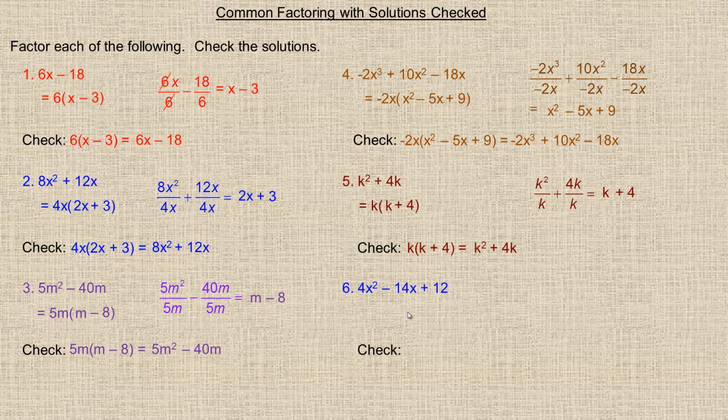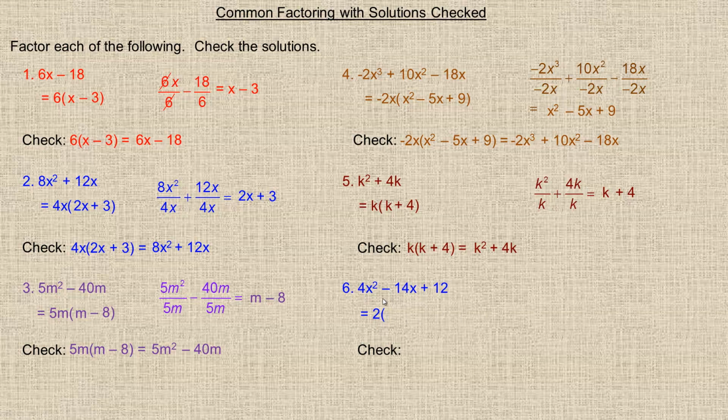Number 6 here, the 4x squared minus 14x plus 12. So now there aren't x's in all the terms. There's no x here. There's x here and x squared, but there's no x here. So the common factor is just a number. What number divides evenly into all these terms? Well, it's just 2. Okay, so we can factor a 2 out.